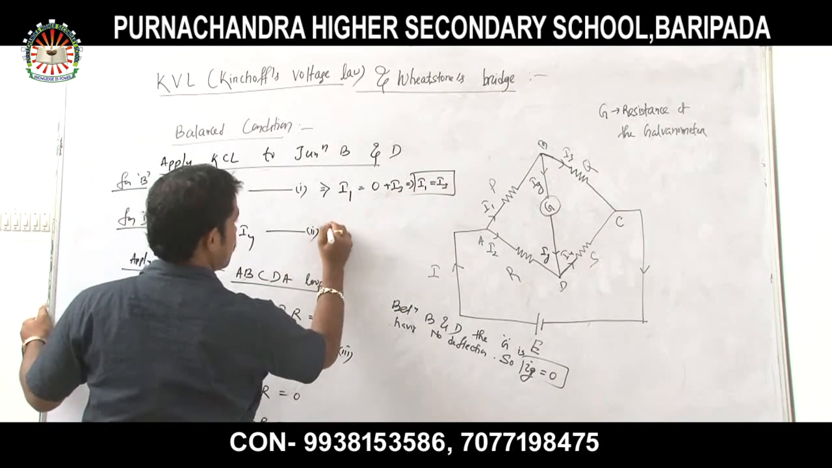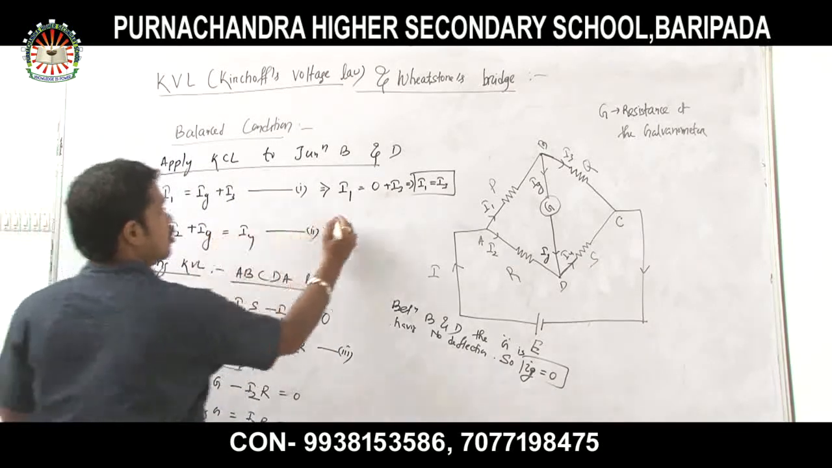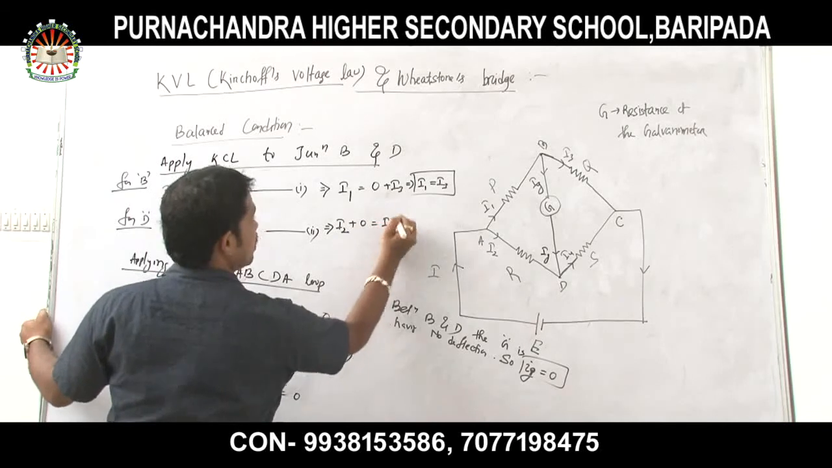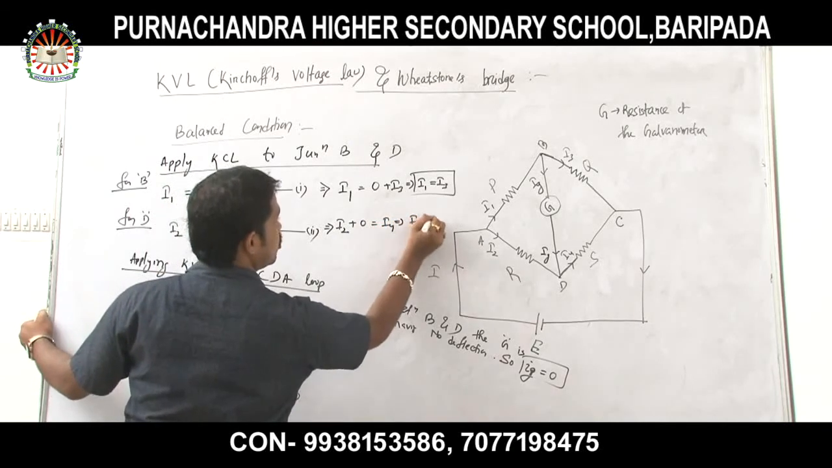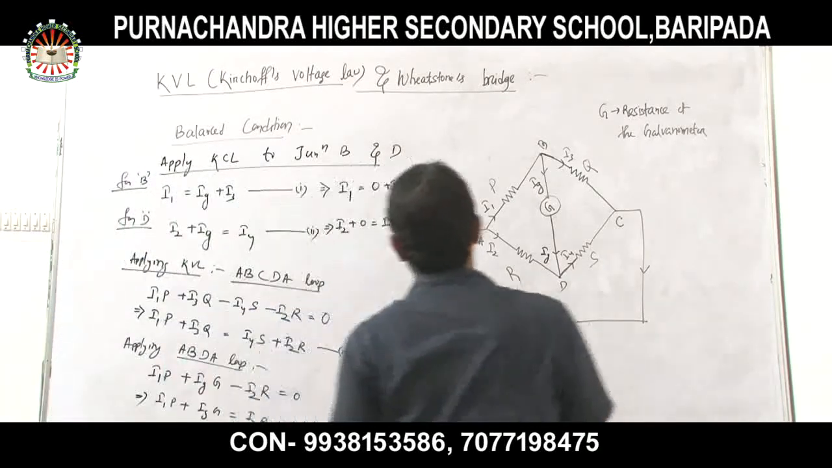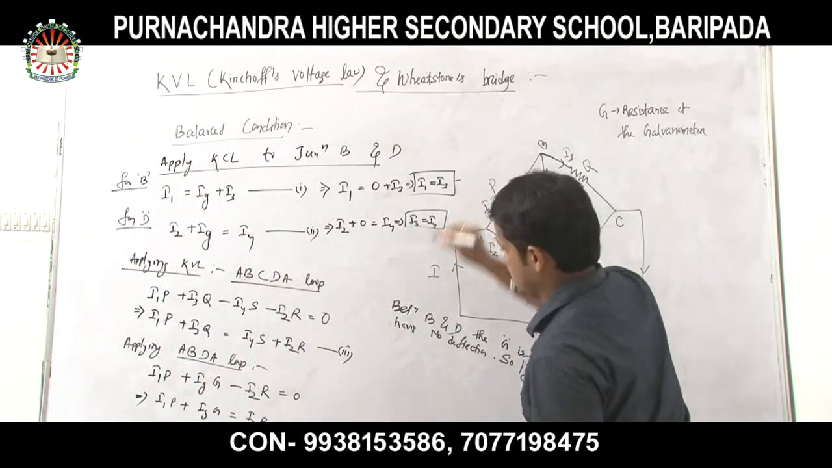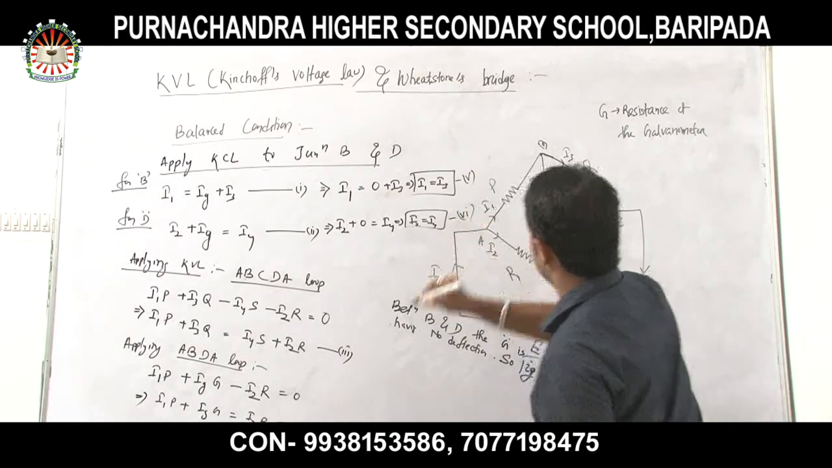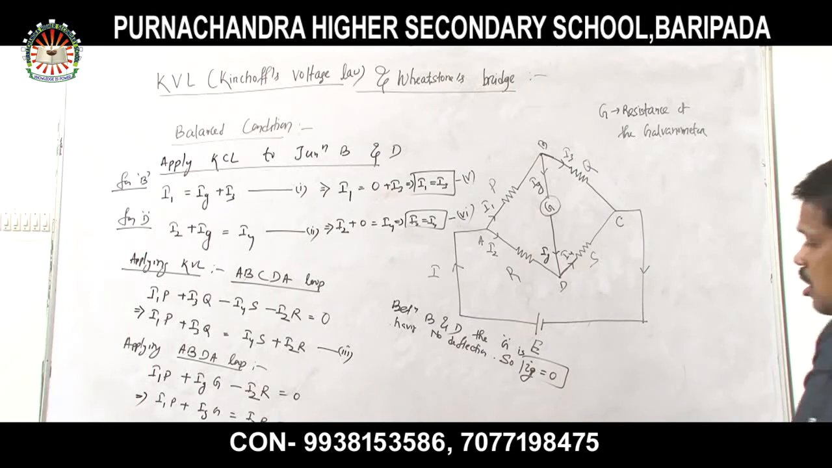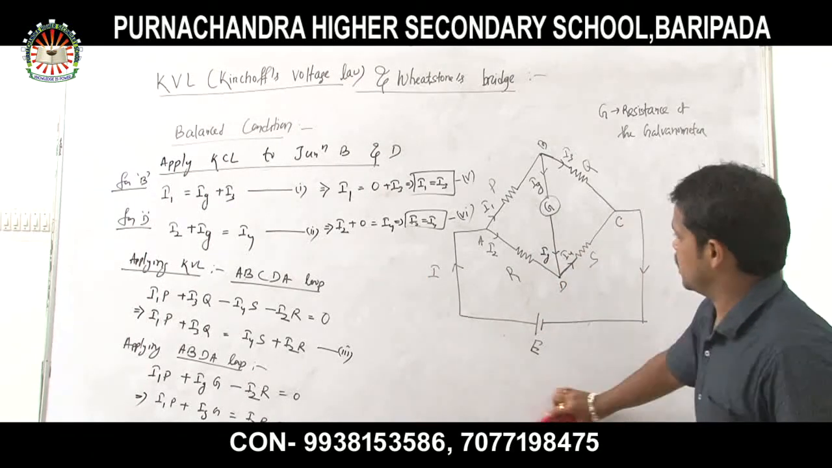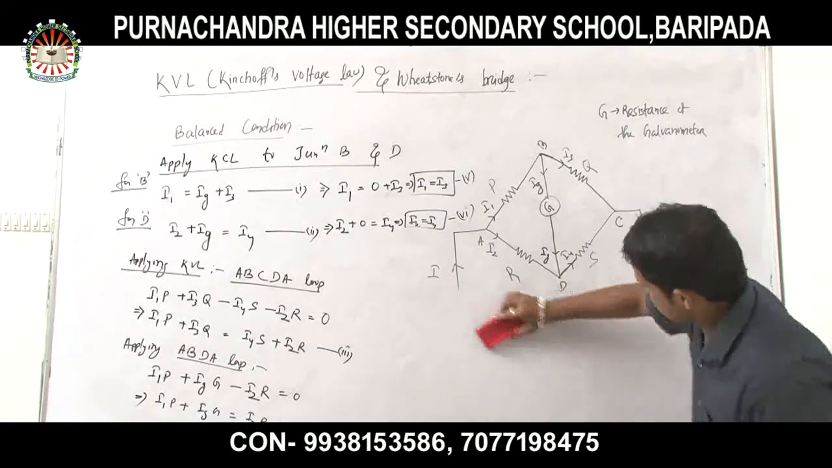What about equation number 2? Similarly, IG is equal to 0, so I2 plus 0 is equal to I4. That implies I2 is equal to I4. Very simple. Clear? So this is equation 5 and this is equation 6. Understood all of you? So by considering this, we are getting this.